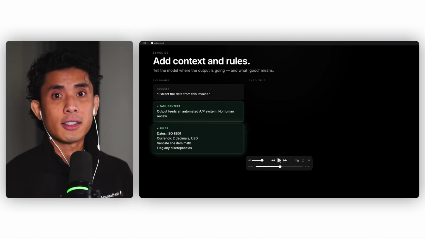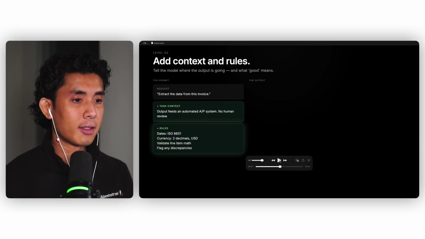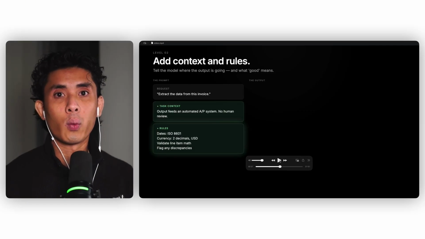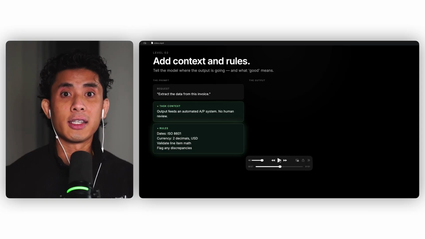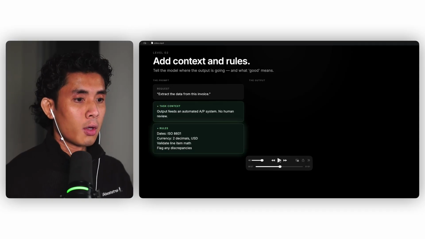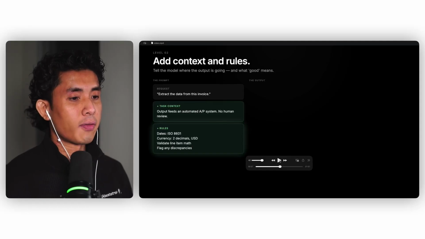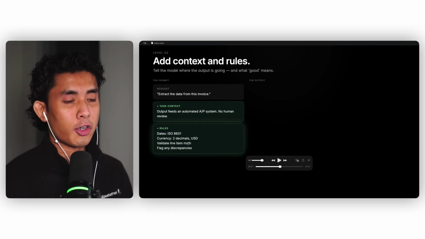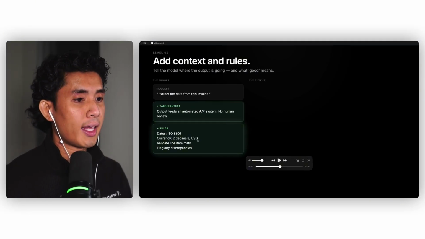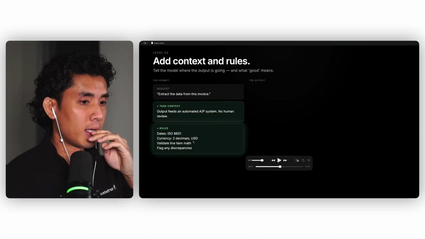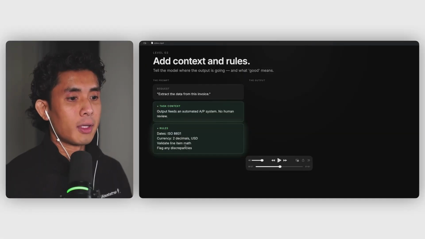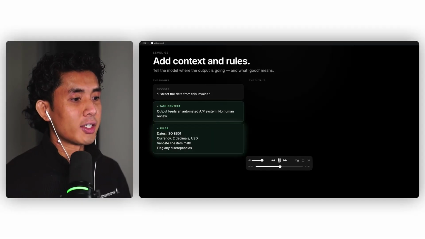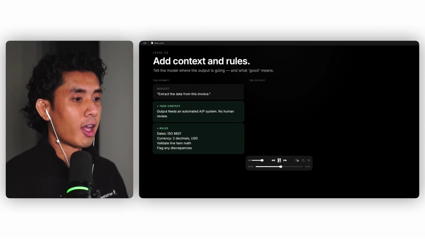Additionally to task context, I'm also going to add some rules so that we can clean up some of those issues that we called out when we looked at the invoice initially. For these rules, we're going to say, hey, please keep the dates in this specific format, keep all currency to 2 decimals, and have that currency always be in US dollars. Please validate any line of math and flag any discrepancies. So let's see what the output looks like now.